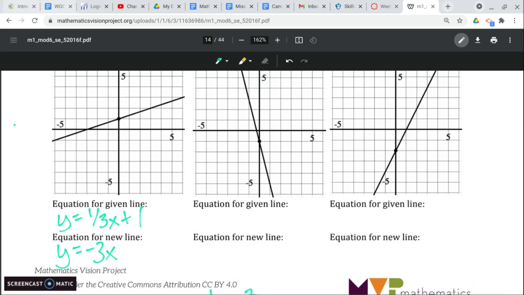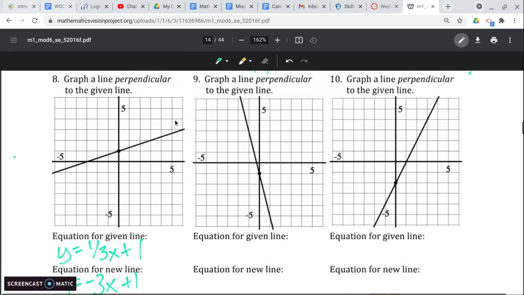Now, the beautiful part about perpendicular lines, we can pick any number for our y-intercept. It doesn't matter. So I'm going to go ahead and say 1. You don't have to. You could leave it as just y equals negative 3x. That would be perfectly acceptable.